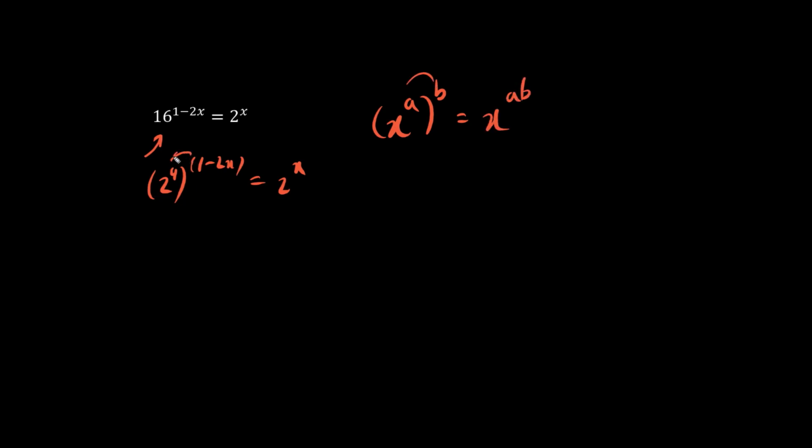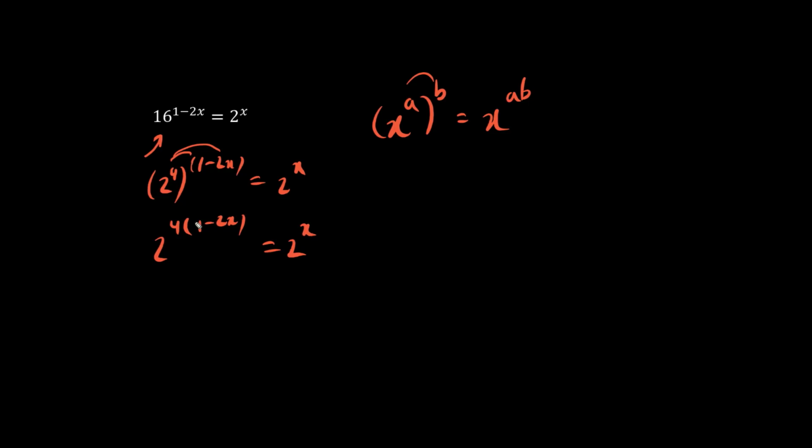It's always a good idea to rewrite as the lowest base. So instead of 16, try to see 2 to the exponent 4, which is also 16. And the exponent here is 1 minus 2x equals 2 to the x. When we have exponent bracket exponent, recall x to the a to the b, we multiply, equals x to the a times b. In the same way, we're multiplying 4 times 1 minus 2x.